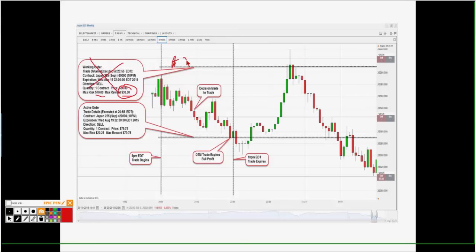This trade didn't work. It was an in-the-money trade, but I was risking 70 to make 30. So my profit target right up here was $30. And it took a $70 risk.